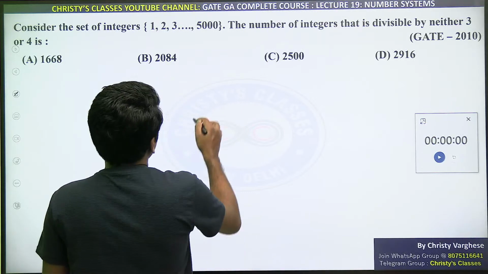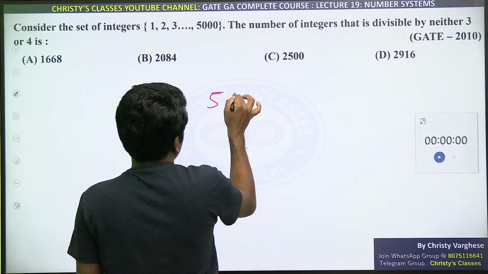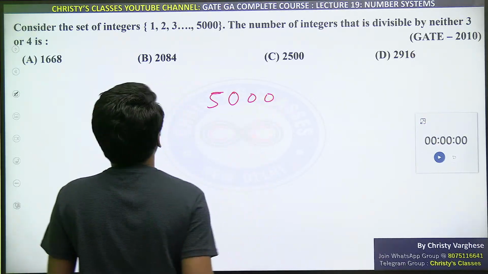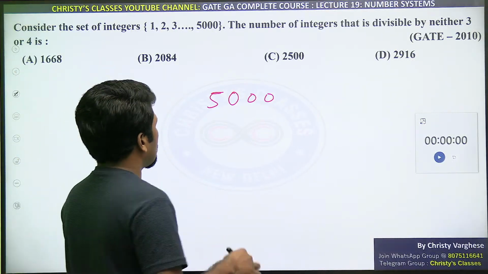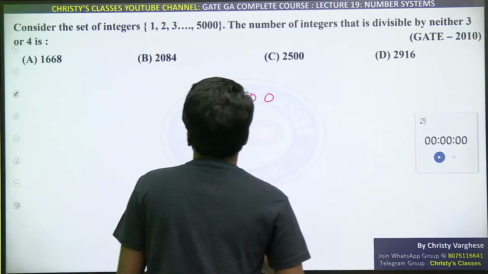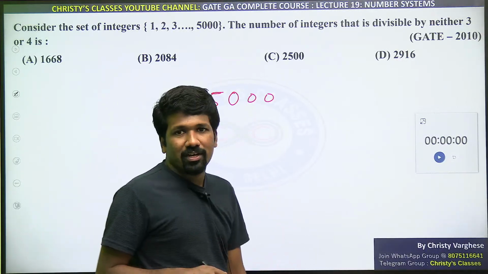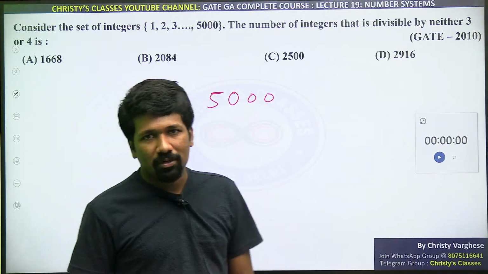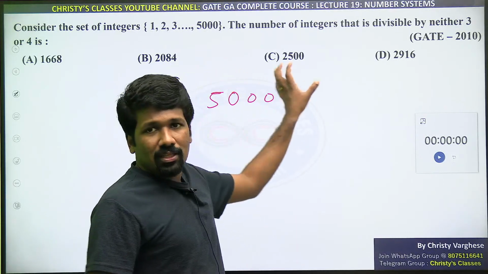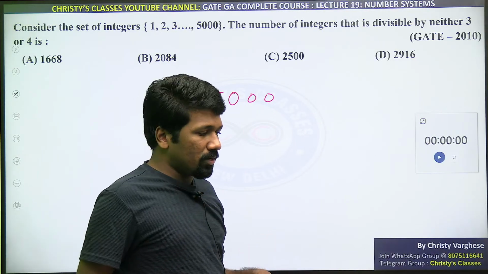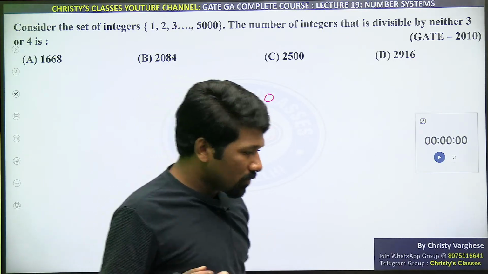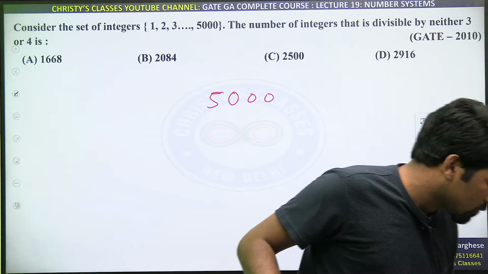So out of the total 5,000 numbers, how many are multiples of 3 or 4? So we will find that. We can use the complement idea, like we did in the probability and permutation chapter itself. Total minus multiples of 3, multiples of 4, and multiples of both 3 and 4. All three we need. All of you are getting the point.